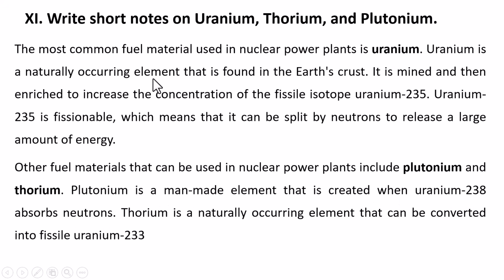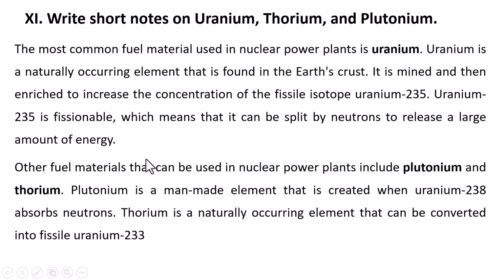Next question. Write short notes on uranium, thorium, and plutonium. These are the fuel materials used in the case of nuclear reactor. The most common fuel material used in nuclear power plants is uranium. Uranium is a naturally occurring element that is found in the earth's crust. It is mined and then enriched to increase the concentration of the fissile isotope U-235, uranium-235. Uranium-235 is fissionable, which means that it can be split by a neutron to release a large amount of energy.